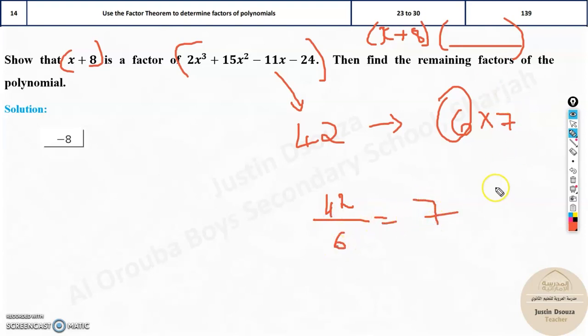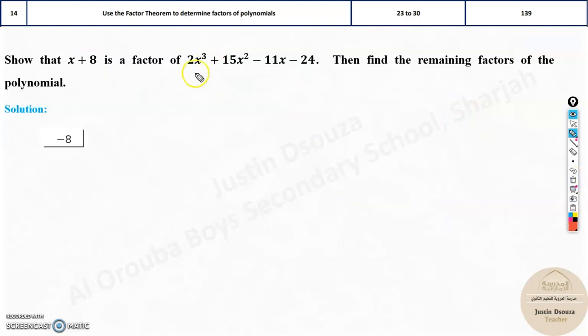You will get the remaining factor, isn't it? That is what we will do. We will divide this by x plus 8 and we will get it. We will use synthetic division instead of the long division because it's much quicker. So in synthetic division, whatever is the value, you need to take the opposite sign of x. Basically, what is x plus 8? We need to equate it to 0. So x is equal to minus 8.